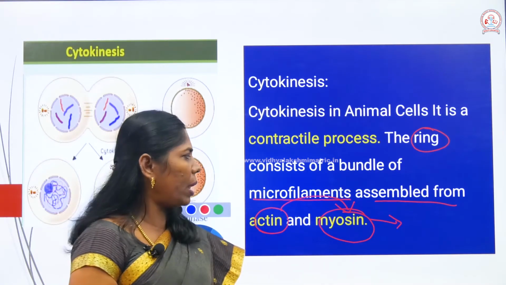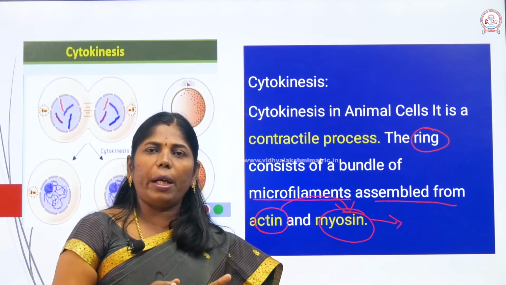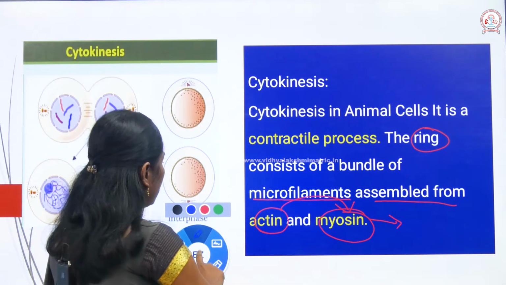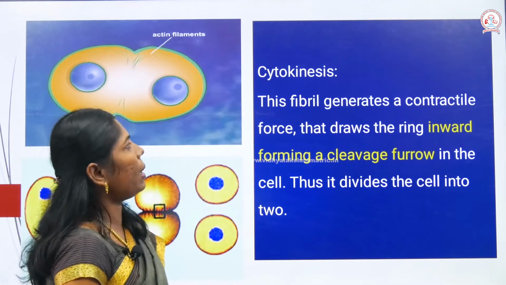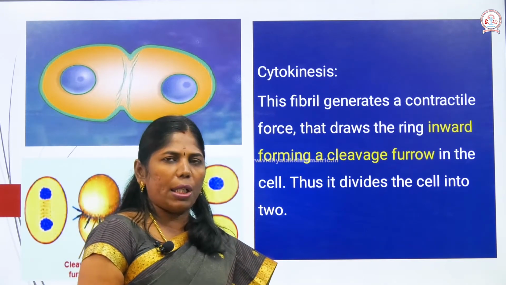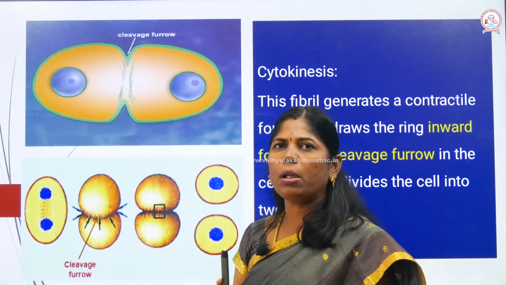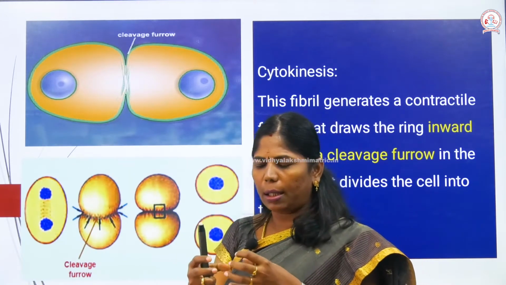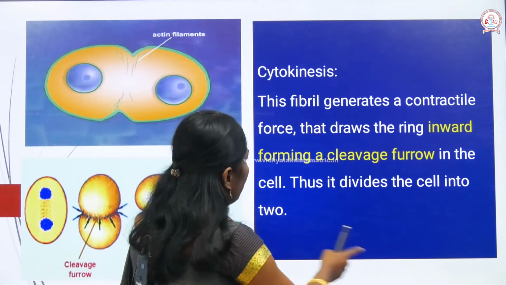Okay, myosin is also one of the protein filaments, which converts the chemical energy in the form of ATP into mechanical energy. Both of them are very important for cytokinesis in animal cells. The fibril generates a contractile force that draws the ring inward, forming a cleavage. The ring is the one forming from above. This is what we call a cleavage furrow. Due to the microfilaments contracting, a single cell divides into two. So this divides the cell into two.